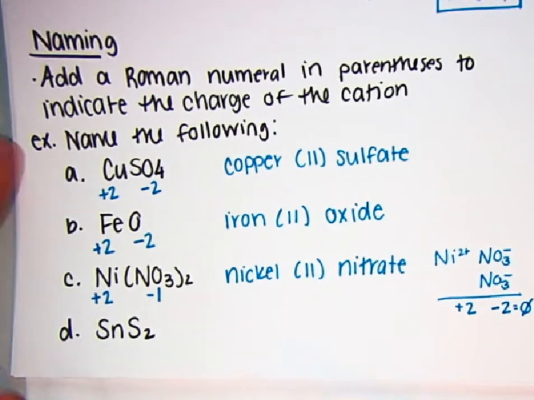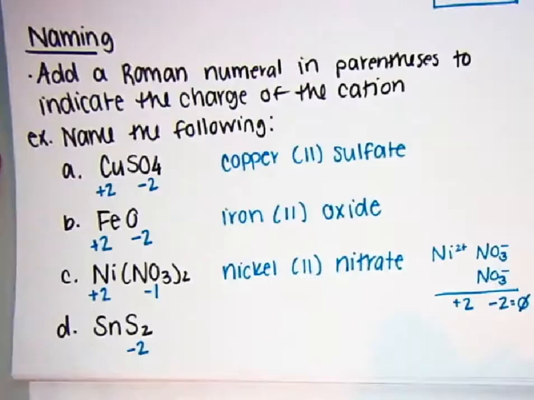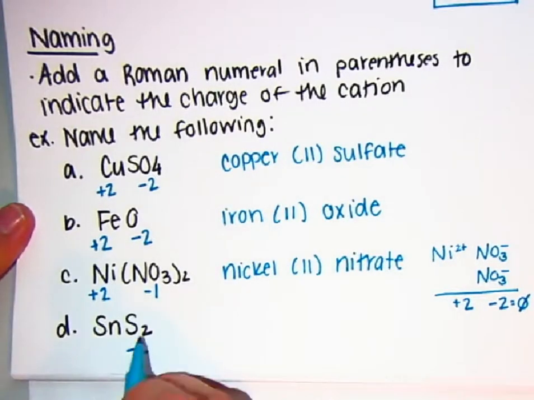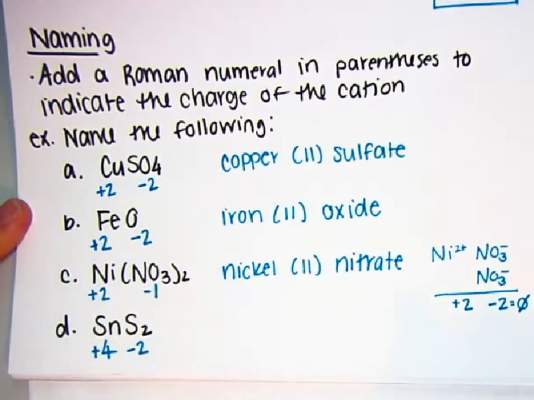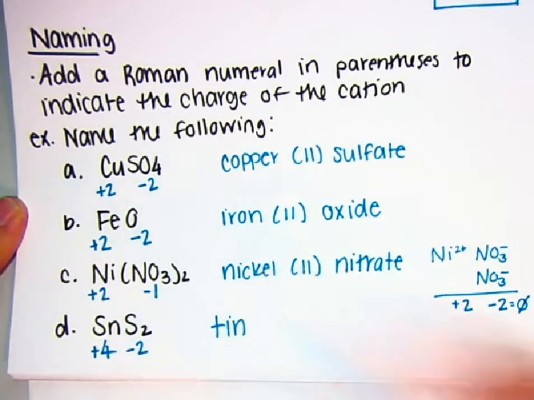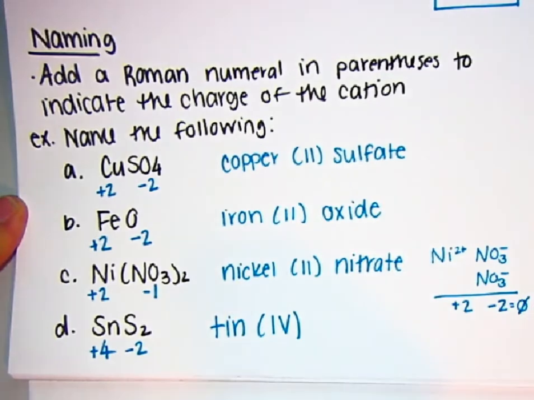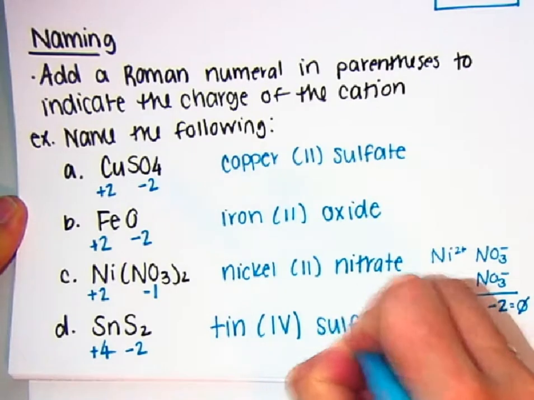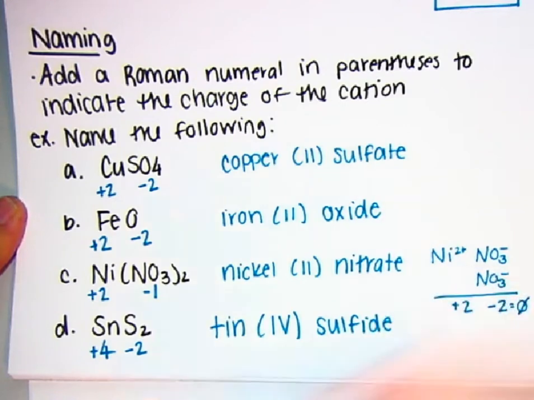Last one. Sulfur has a charge of -2, and there's 2 of them. So think of that like a -4. The cation would have to be +4 to cancel that out. Sn is tin. We're going to add the charge of the cation using Roman numerals in parentheses. S is sulfur. We're going to drop the ending of sulfur and add I-D-E. SnS2 would be tin(IV) sulfide.